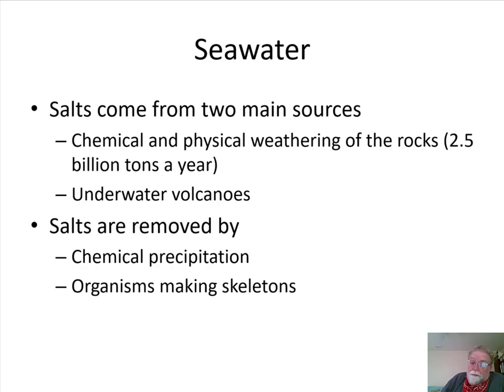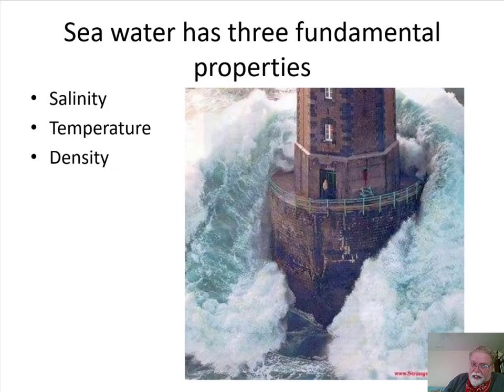Now, seawater is actually very complicated stuff. If you want to be an oceanographer, you're going to learn about chemical oceanography, which is the chemistry of seawater, and then physical oceanography, which is the physics of seawater, and it just goes on and on. But really, there are three things that if you can understand them, you'll get most of it, and that's salinity, temperature, and density.